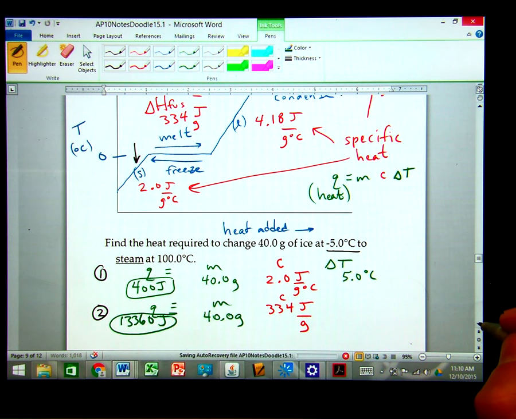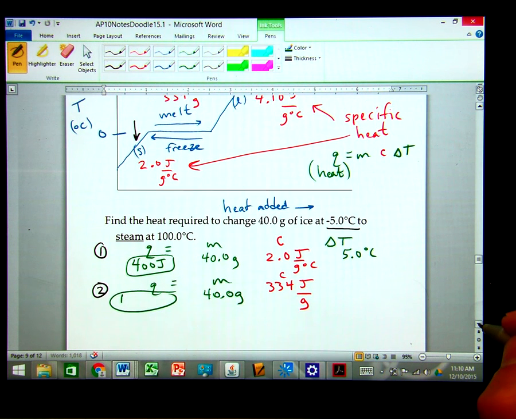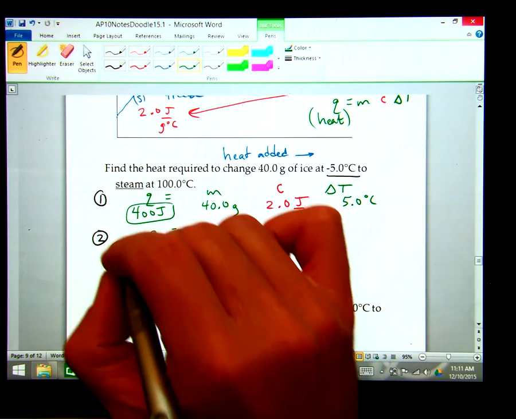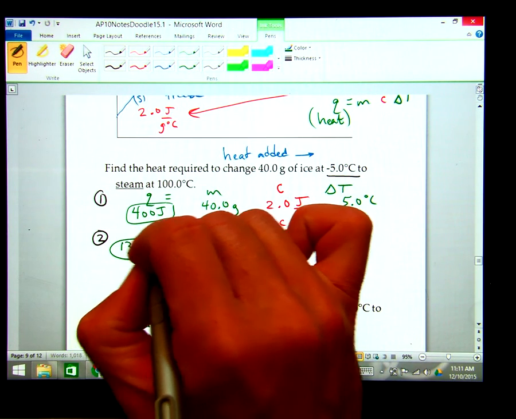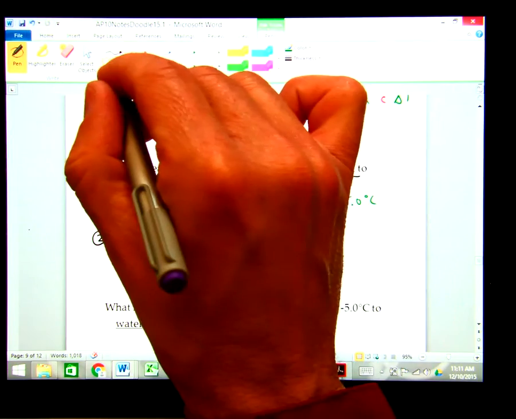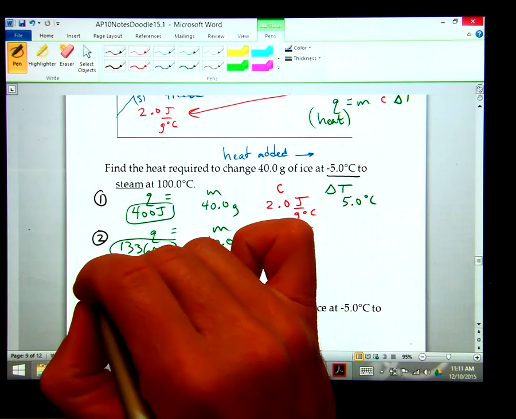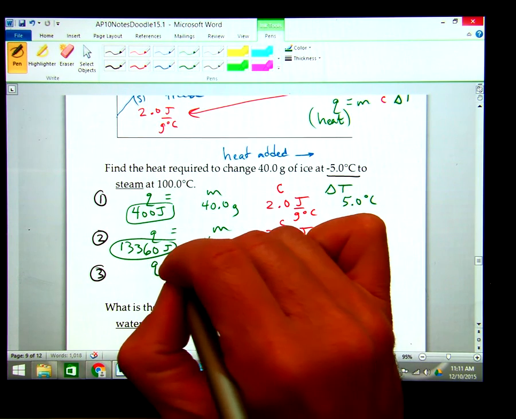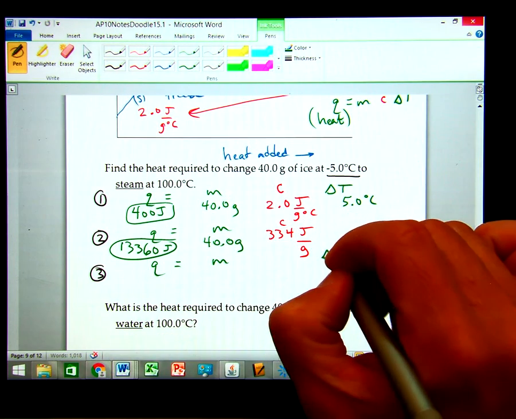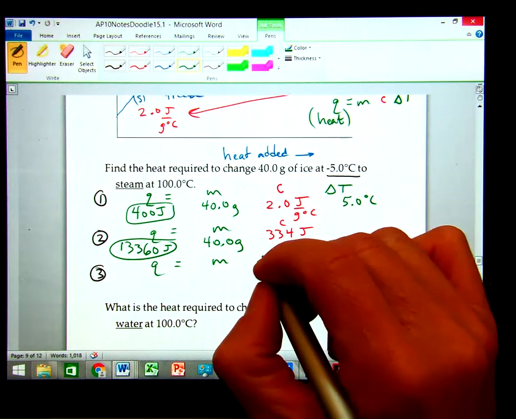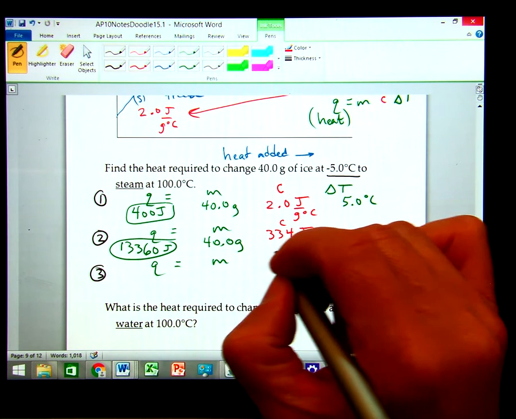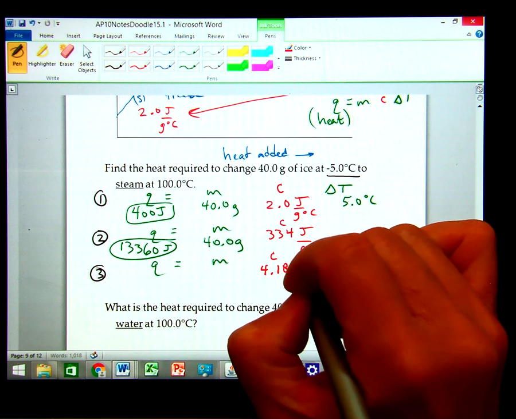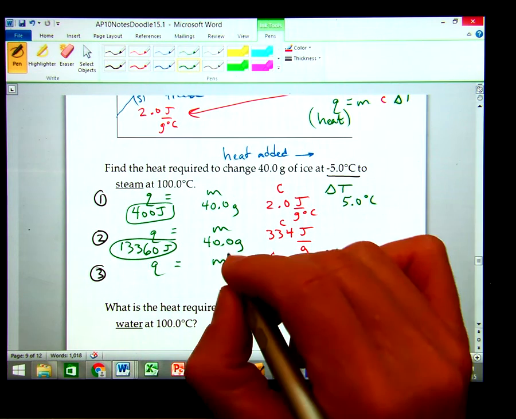Now I'm going to move on to zone 3. 13,360 joules. Okay, zone 3 is going to be in the water section. So water is going to heat up. So it's going to be a Q equals MC delta T. And my C value for that zone is going to be 4.18 joules per gram degrees Celsius. The M is still going to be 40 grams.